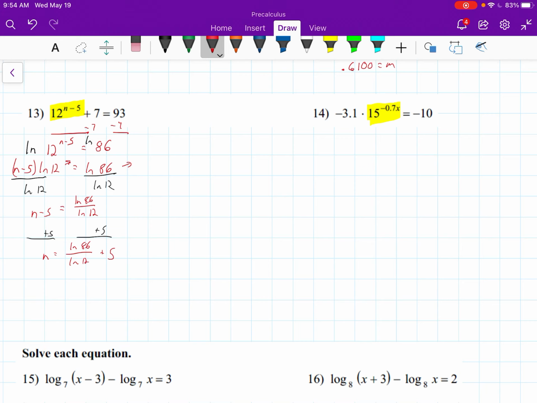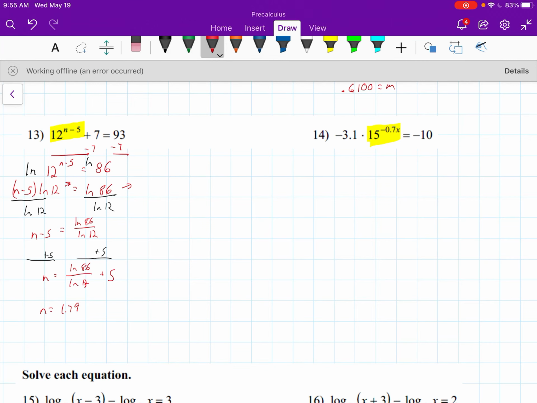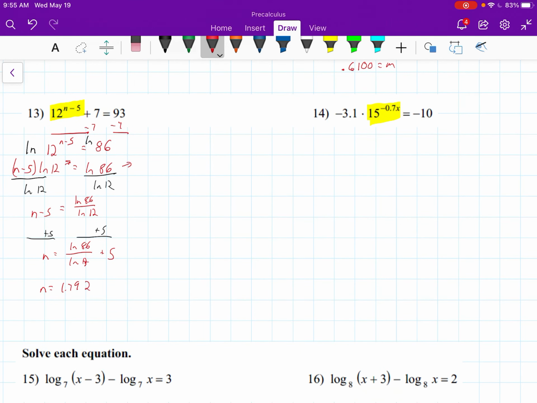You can put that in your calculator. Natural log of 86 divided by the natural log of 12 is 1.7926. Plus 5, so obviously that's 6.7926.